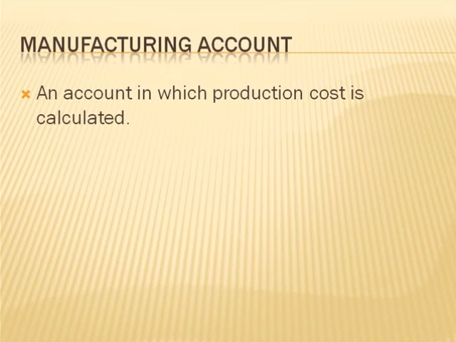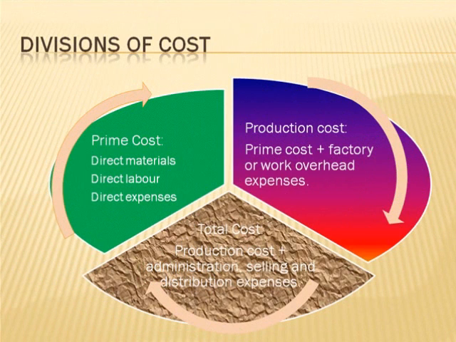So therefore, manufacturing accounts are used by companies that produce goods for sale. Friends, in a manufacturing firm, the costs are divided into different types, and they may be summarized as follows. Firstly, we have prime costs, then production costs, then total cost. Prime cost includes, as you can see on the screen, direct materials, direct labor, and direct expenses.